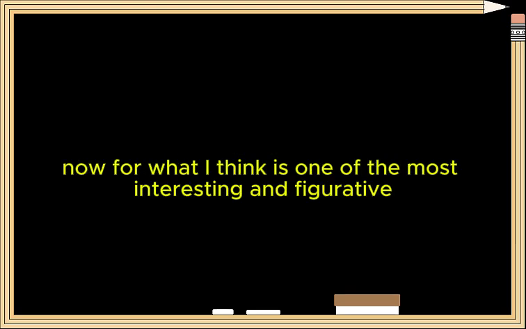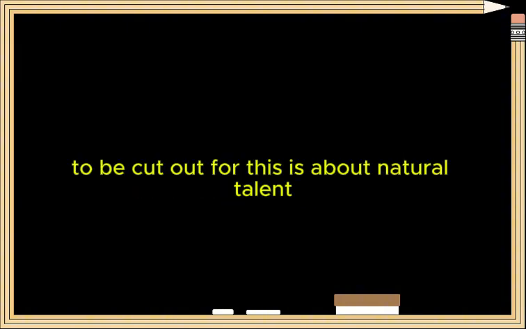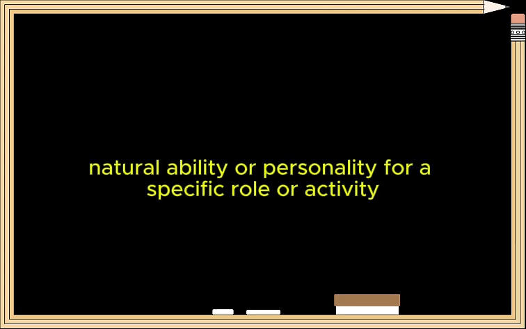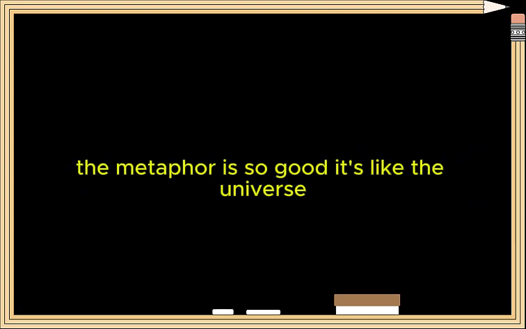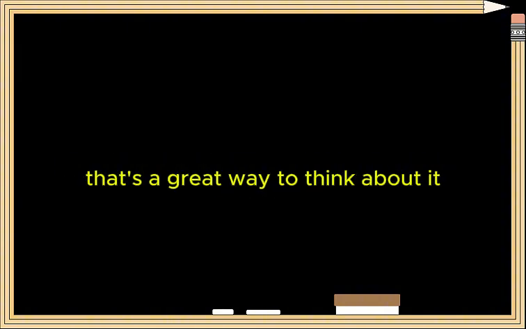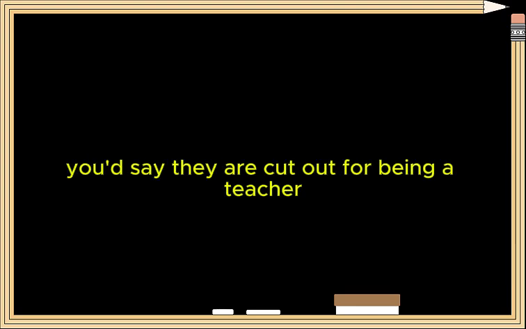Okay, now, for what I think is one of the most interesting and figurative phrasal verbs, to be cut out for. This is about natural talent, isn't it? It is. To be cut out for something means you have the perfect natural ability or personality for a specific role or activity. The metaphor is so good. It's like the universe literally cut you into the perfect shape for that job. That's a great way to think about it. If someone is patient and creative and loves children, you'd say they're cut out for being a teacher.